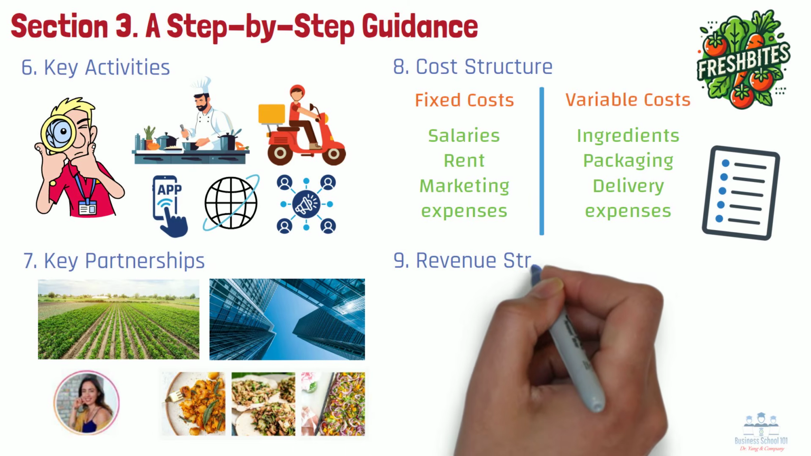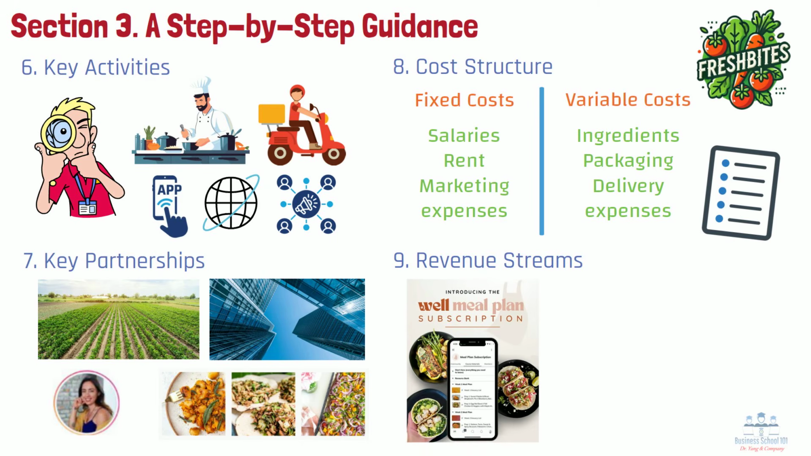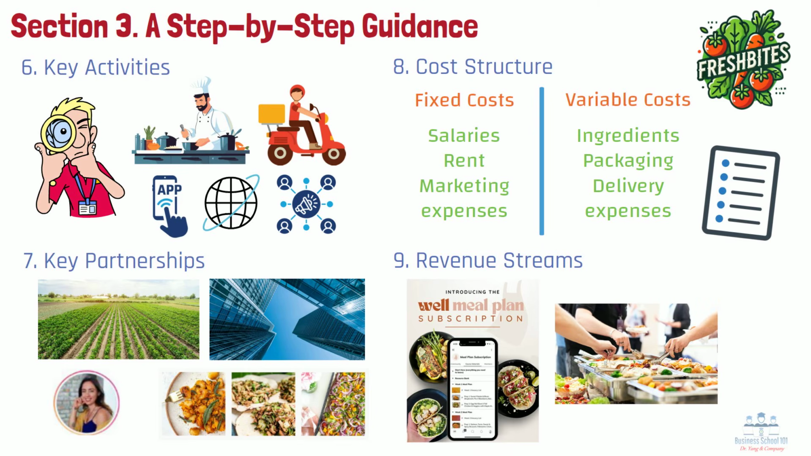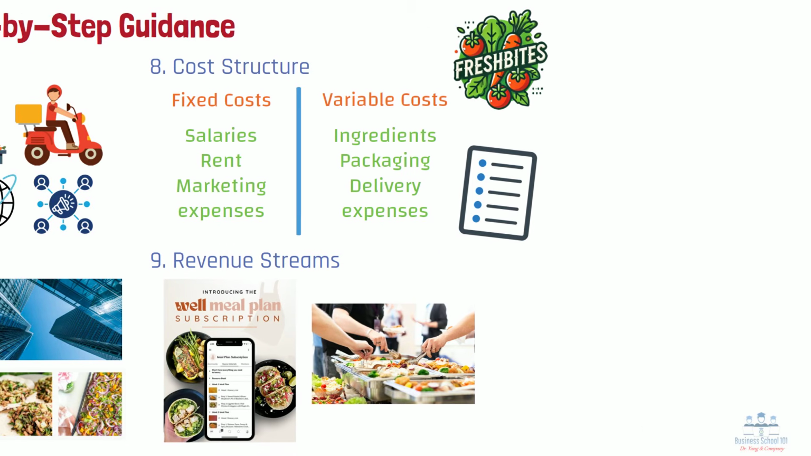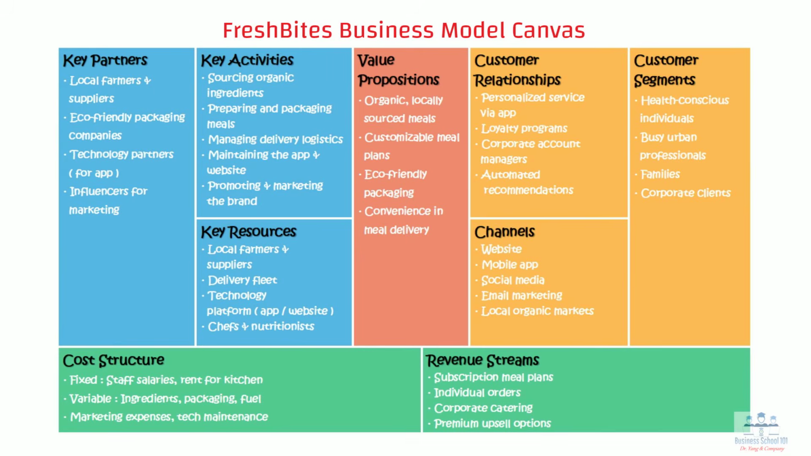Number 9. Revenue streams. FreshBites generates revenue primarily through subscription-based meal plans, with options for one-time purchases. Additional revenue comes from corporate catering and premium, chef-curated meals for special occasions. As you can see, the following business model canvas gives managers a clear, big-picture view of the business, helping them easily identify key areas and make informed decisions.